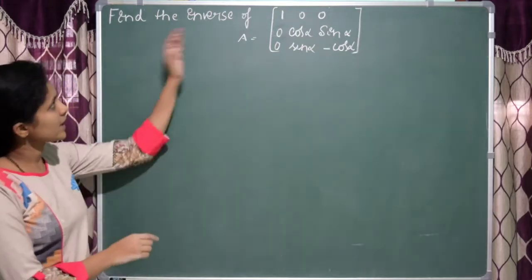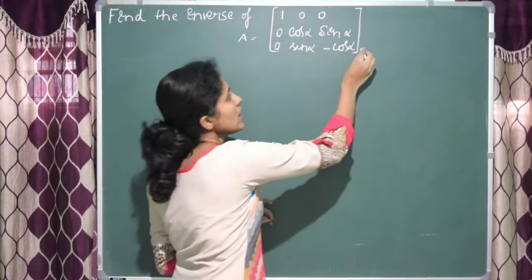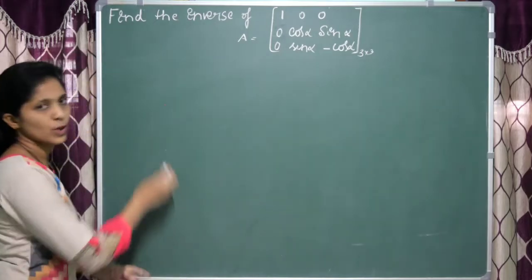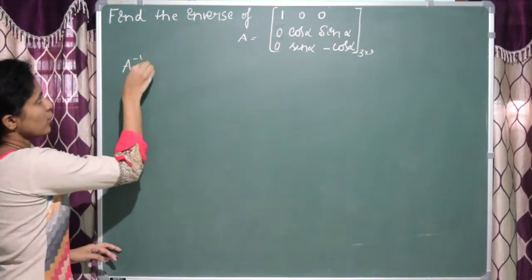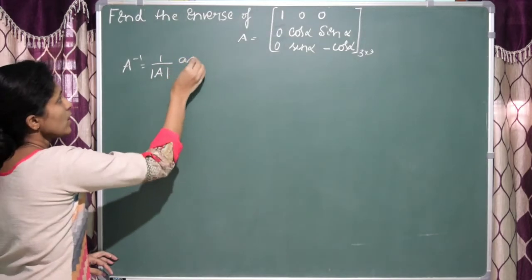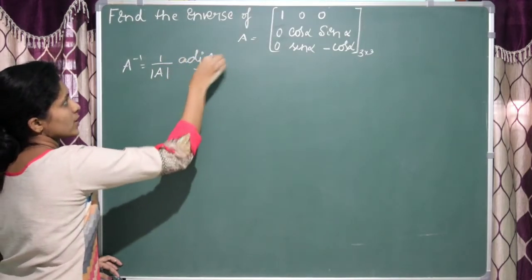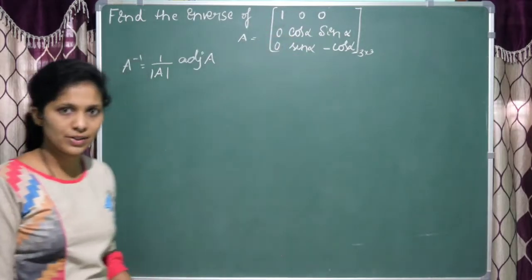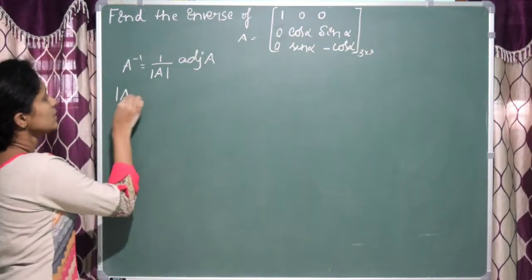One more problem. Find the inverse of this 3 by 3 matrix, because the trigonometric ratios are there. Actually, the problem is simple. First, you have to find A inverse. Write the formula always. A inverse is equal to 1 by determinant of A into adjoint of A. Before that, you have to consider the given matrix as A or B, anything, but you have to consider that matrix. Now, we'll find the determinant of A.